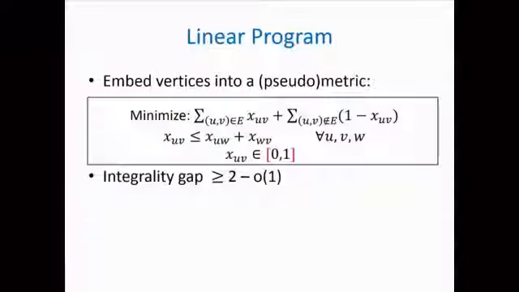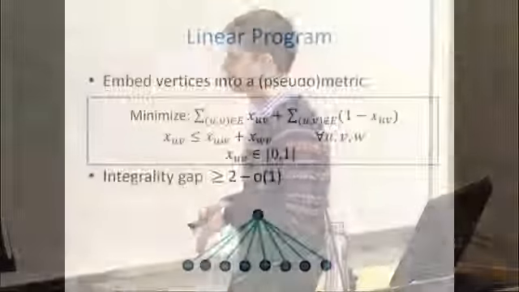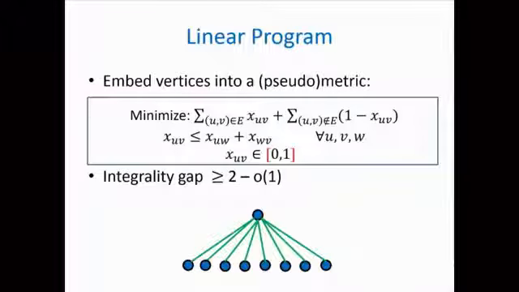All right. No worries. So we got an embedding of vertices into a so-called pseudo-metric. And it's exactly the same as just the usual metric, except that some points are allowed to be at distance 0. That's what pseudo is referring to. And now let me show you that there is a gap between the objective values of the integer and linear program. This is called the integrality gap of this program. And I'm going to show you that it is at least 2 minus some little o of 1.